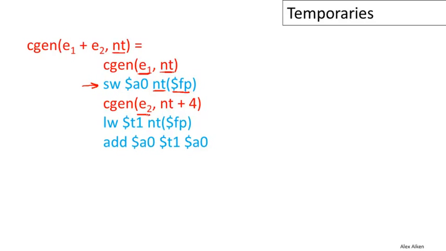And then we generate code for E2, but now we save a temporary value at offset NT plus 4 from the frame pointer, so the next available temporary will be at offset NT plus 4. And then after E2 is done evaluating, we load the value of E1 back into a temporary. Again, that was at offset NT from the frame pointer of the current activation record. And then we can do the add. And once again, we save the manipulation of the stack pointer. So this code sequence here is 2 instructions shorter than the one we had before, and is actually substantially more efficient.